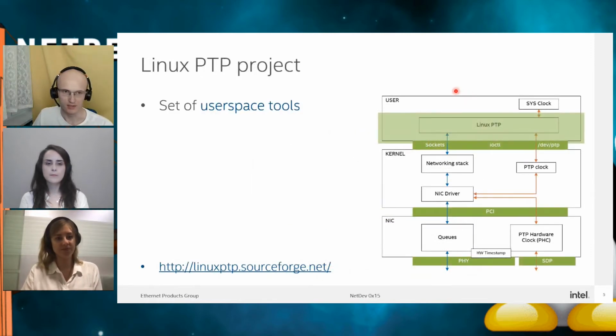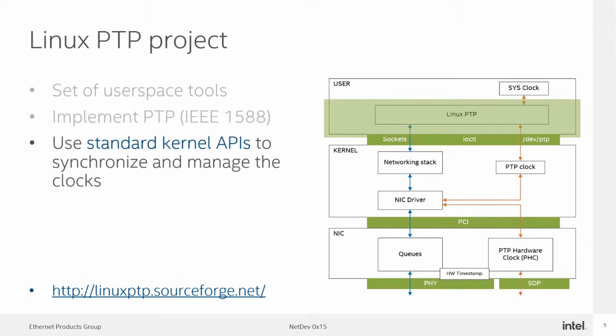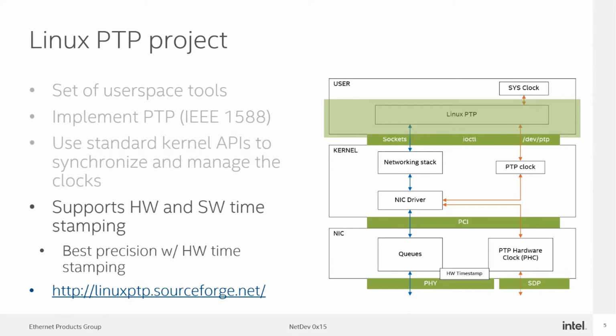Now we will introduce briefly the Linux PTP project. As I mentioned before, it's a set of user space tools that can be used to synchronize the time and maintain the time synchronization on our system. Among others, it implements the 1588 PTP functionality, and it uses standard kernel interfaces to synchronize and manage the time inside the PHC and all other clocks. And it supports both hardware and software timestamping. And obviously, you will get better synchronization results while using hardware accelerated timestamping.